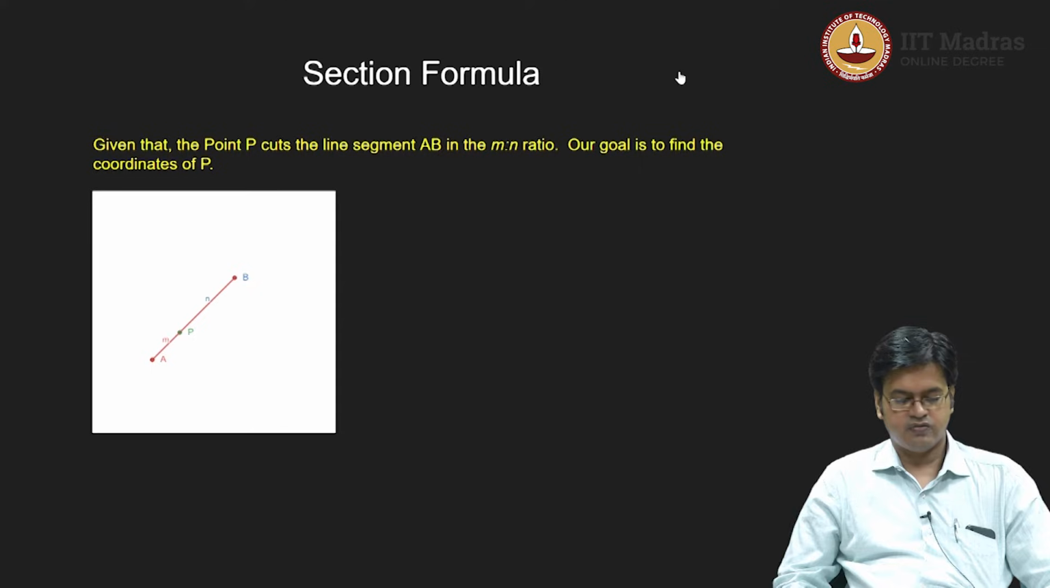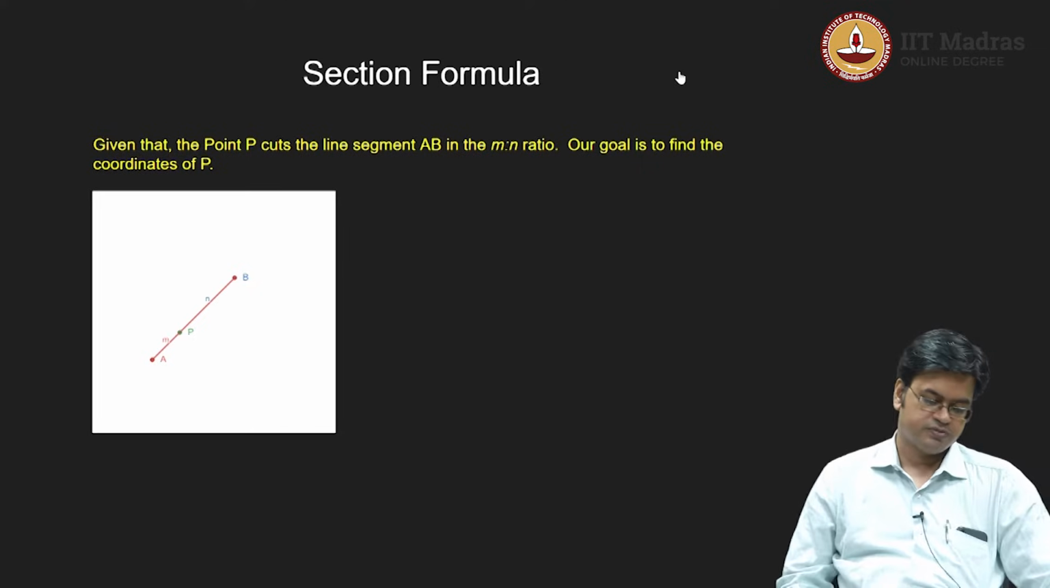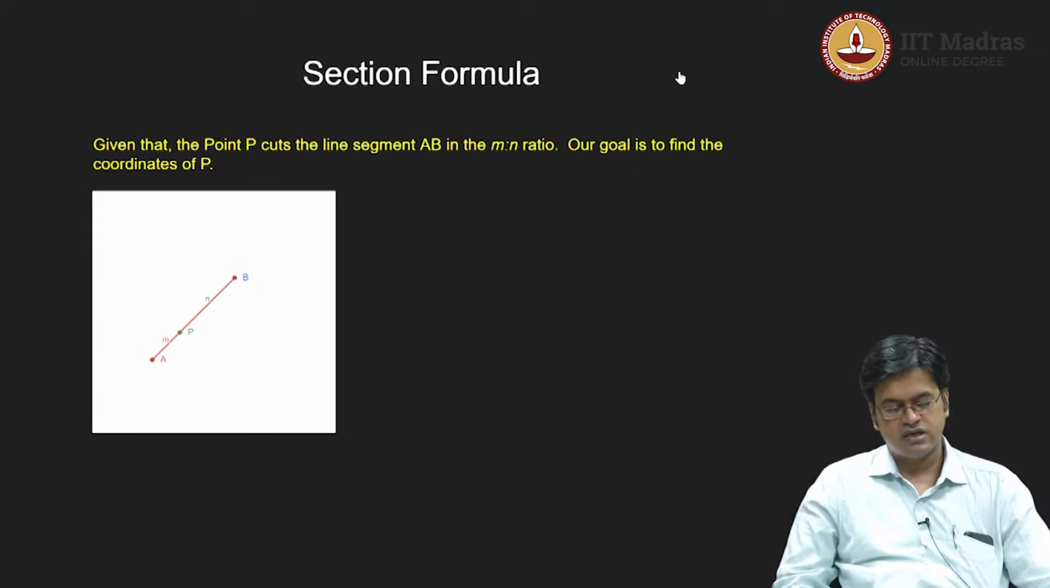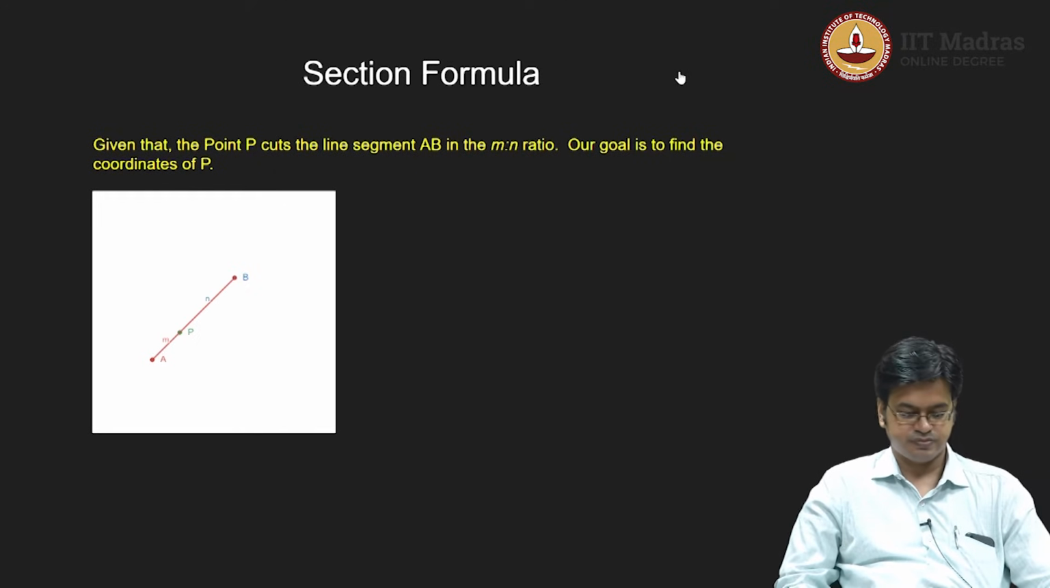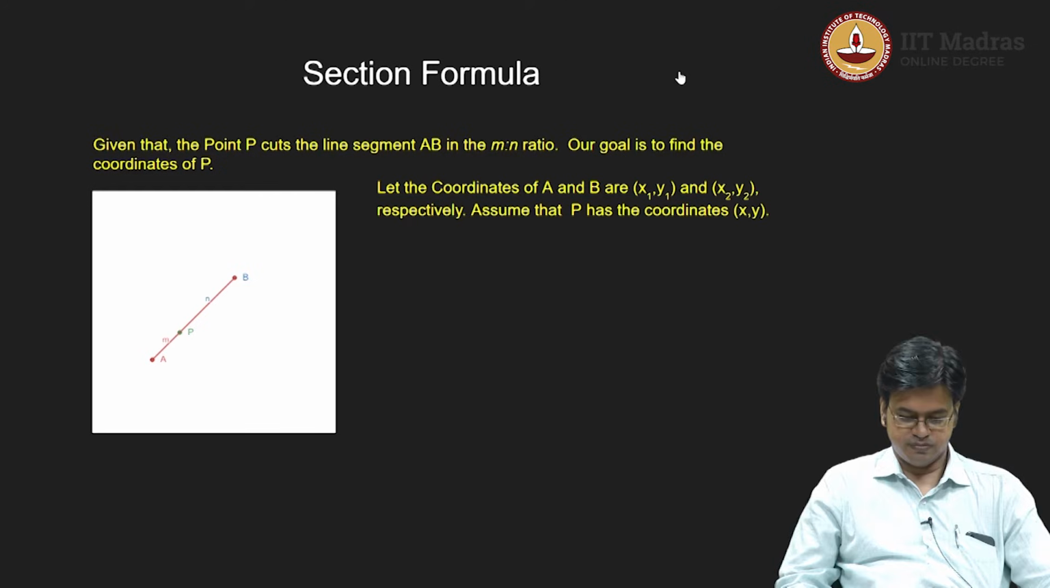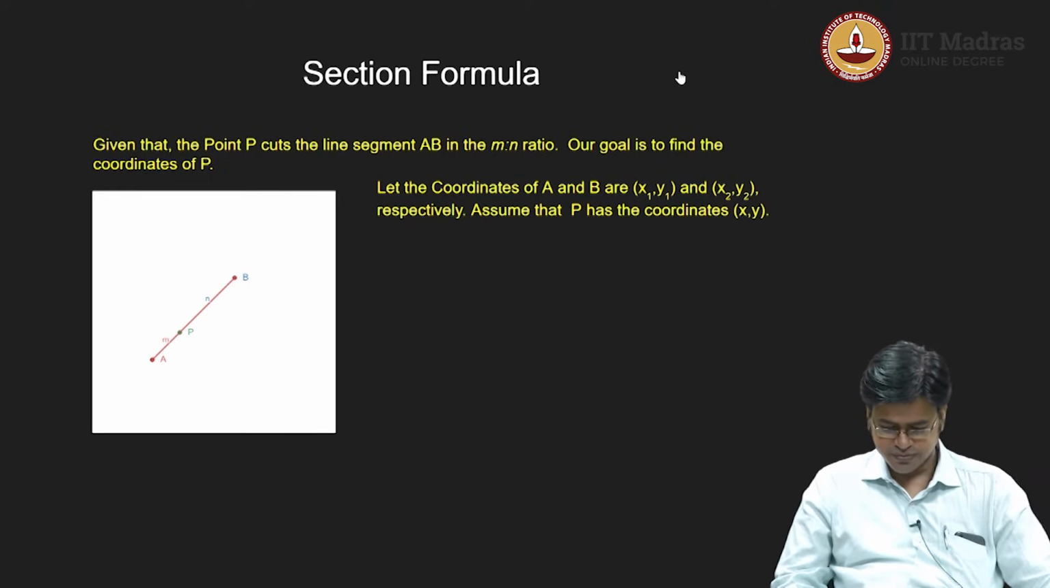So this is the graphical representation of the points. There is a line segment AB, and point P cuts this line segment in the ratio m is to n. How will you find the coordinates of point P? This is a question. Let us bring in our coordinate system.